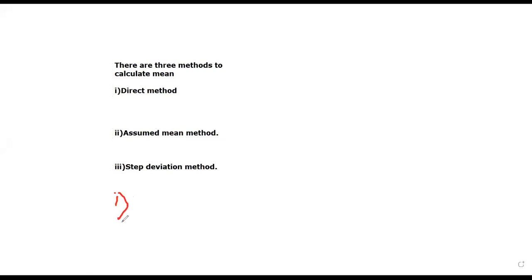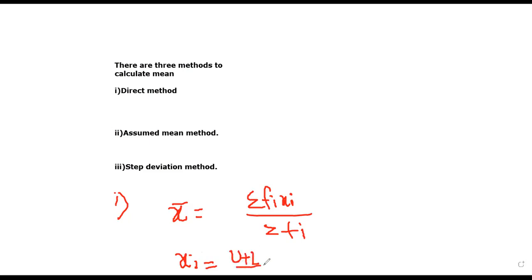In the direct method, the formula is x bar, which is the mean, equal to sigma of fi xi divided by sigma of fi. Here sigma means sum, fi is the frequency that will be given in the question, and xi is the class mark, which we calculate as upper limit plus lower limit, whole divided by 2. Clear?